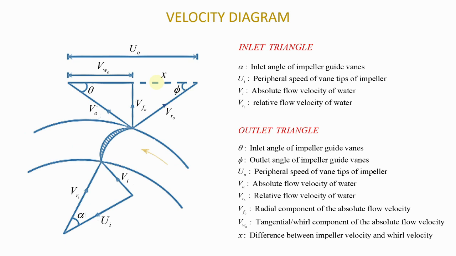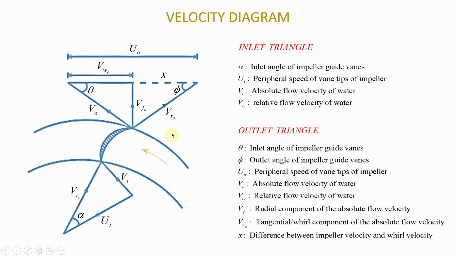Then you also have UO. You can see every velocity has a subscript O. This just says outlet, because it's the outlet triangle. These are velocities on the outlet triangle. UO is the peripheral speed of the vane tips of the impeller. VO here is the absolute flow velocity of the water. VRO is the relative flow velocity of the water.